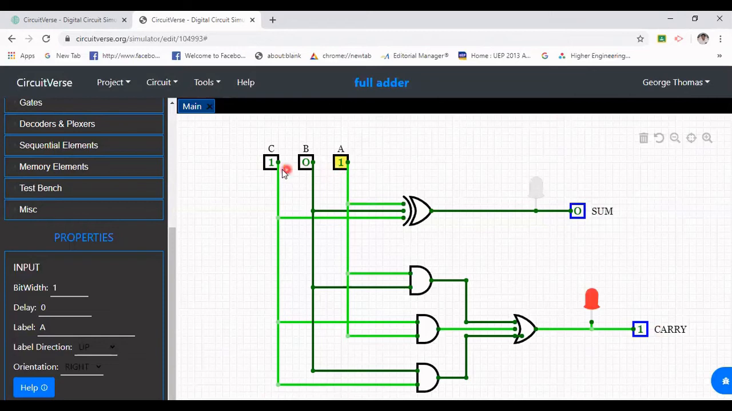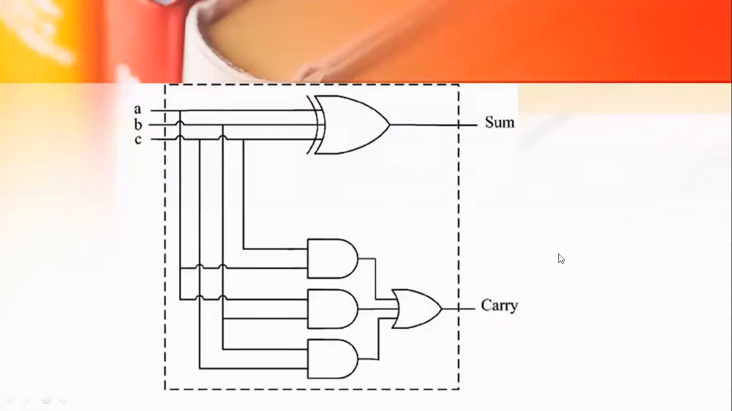Next case is 1 1 0. 1 plus 1 is 10, plus 0 is 10. Sum is 0 and carry is 1. Last case, 1 1 1. 1 plus 1 is 10, 10 plus 1 is 11. Therefore, sum is 1 and carry is 1. This is the logic diagram of full adder in which we can add 3 bits.